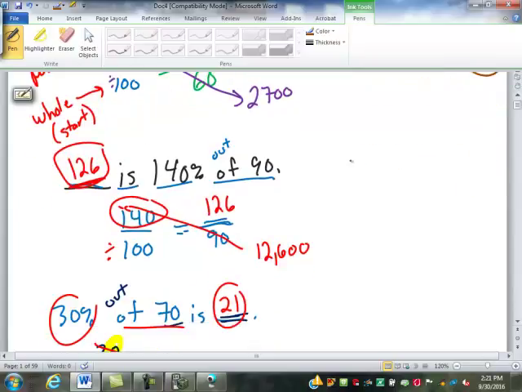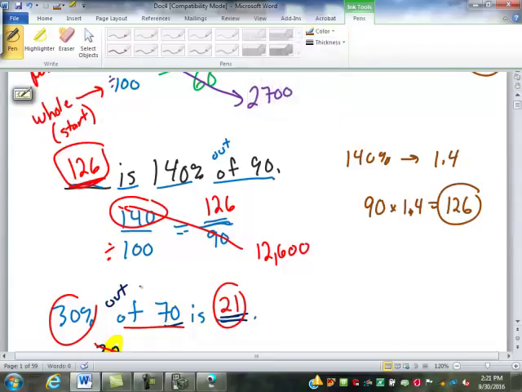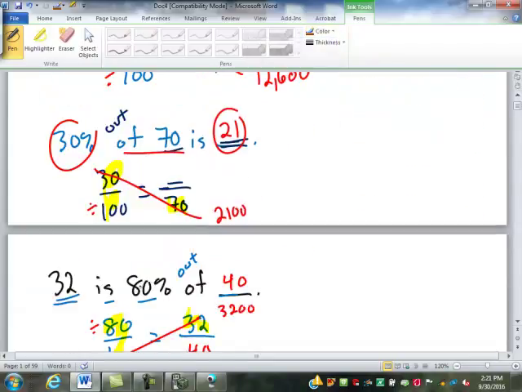The second one here, 140%, becomes what as a decimal? 1.40 or 1.4, either one. And that would be 90 times 1.4 is 126. So again, that's a pretty quick, easy way to get our answer. And the next one would work the same. One of you guys walk me through it. Tell me what to do. 0.30, yep. 70 times 0.30 is the 21.